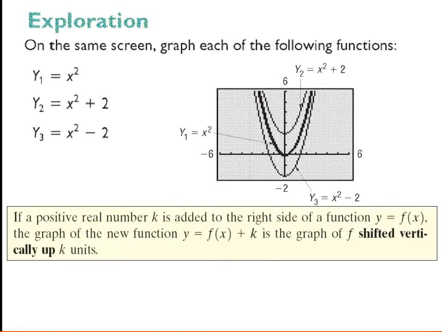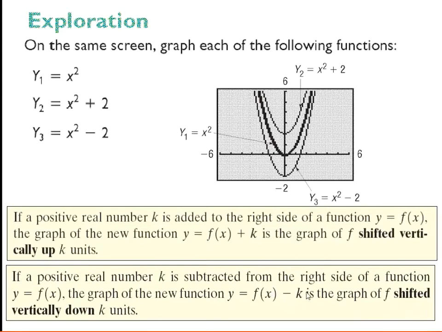What the book does, which is pretty standard in any algebra textbook, is generalize this idea. If a positive number k is added to the right side of the function f of x, then the new equation is f of x plus k, and this graph is shifted vertically up k units. If I subtract k, then I'm shifting vertically down k units.